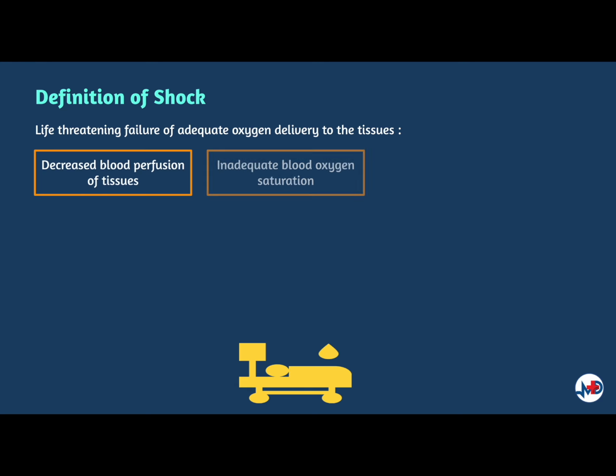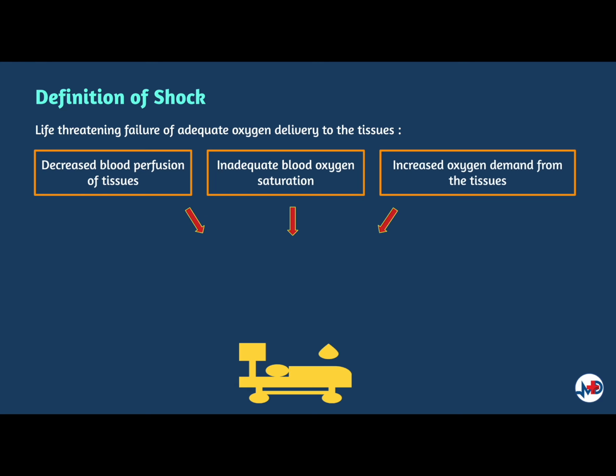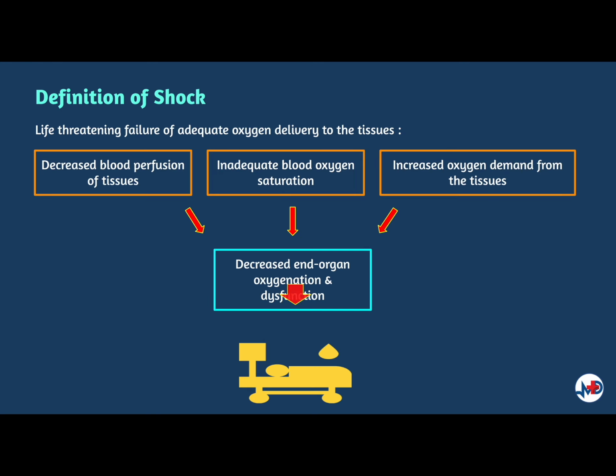Shock is most commonly defined as the life-threatening failure of adequate oxygen delivery to the tissues and may be due to decreased blood perfusion to tissues, or inadequate blood oxygen saturation, or increased oxygen demand from the tissues that results in decreased end organ oxygenation and finally dysfunction. If left untreated, shock results in sustained multiple organ dysfunction and end organ damage, with possible death.